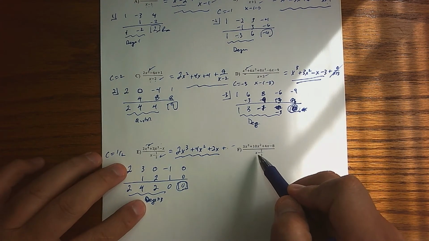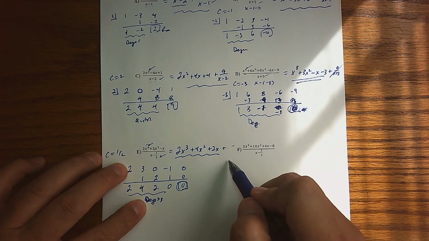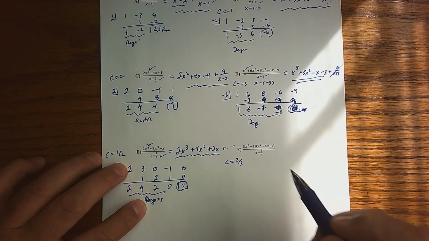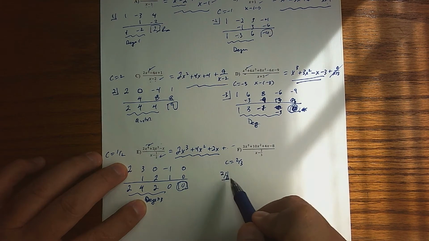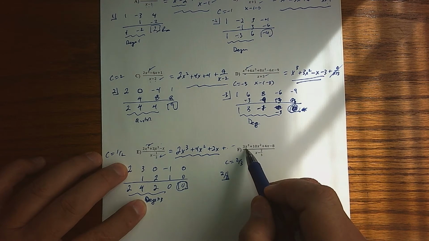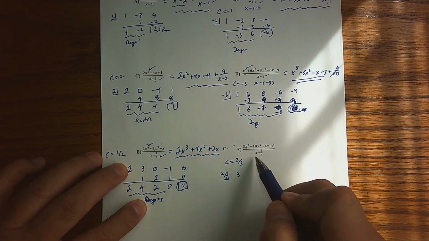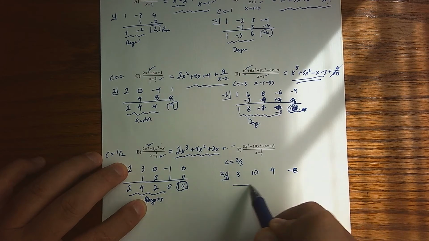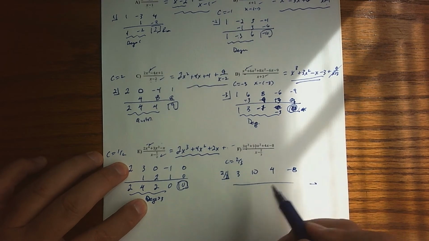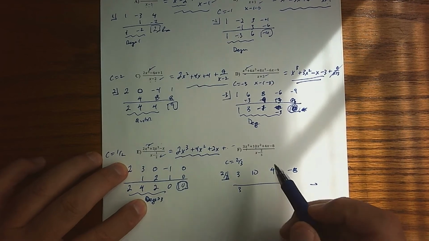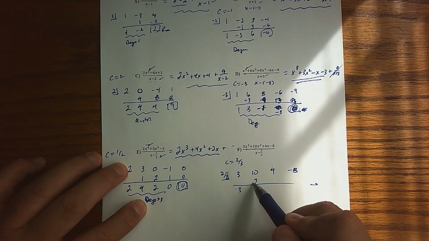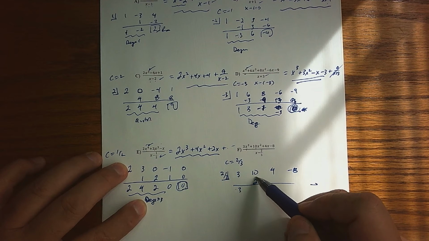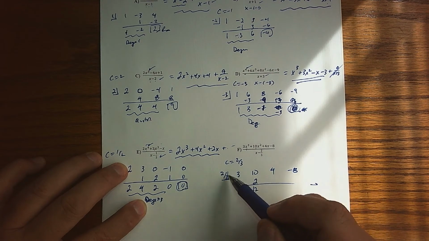Last one, we have x minus 2/3. So in this case, my c is 2/3. I write that in my little box, list my coefficients. So the degree 3 coefficient is 3, and then 10, and then 4, and then -8, right? 3, 2, 1, 0. So drop the 3 down, we get that. 2/3 times 3 is 2, bring it up. 10 and 2 is 12.